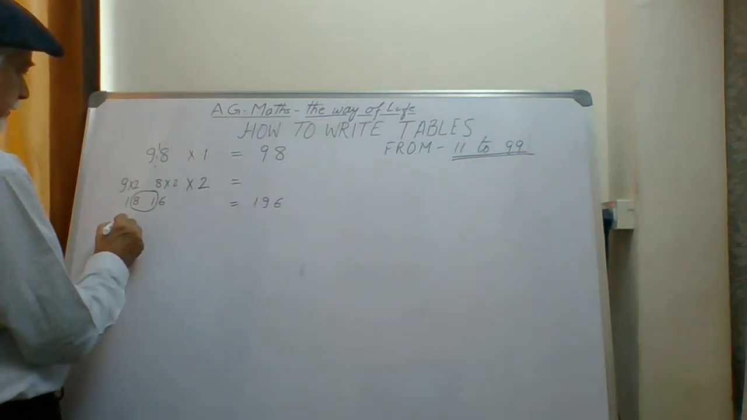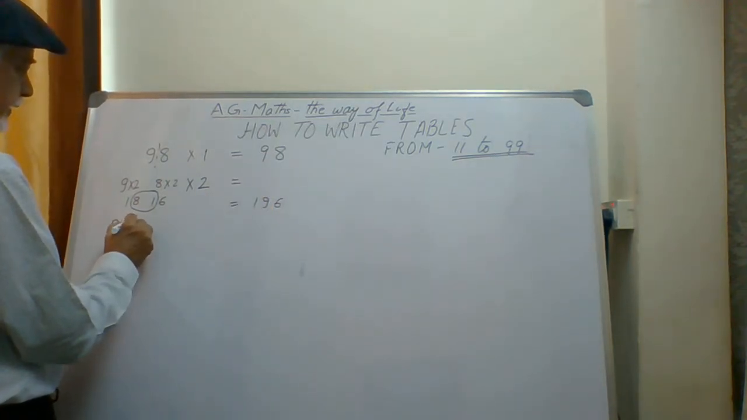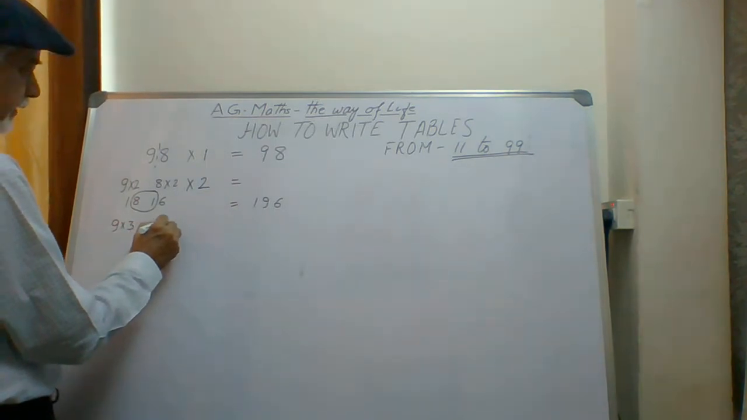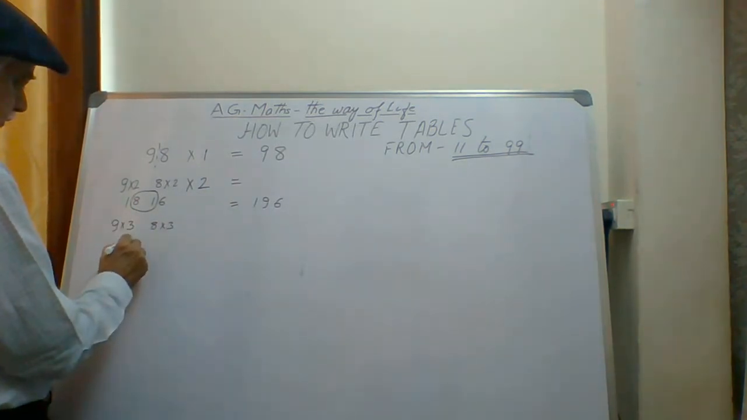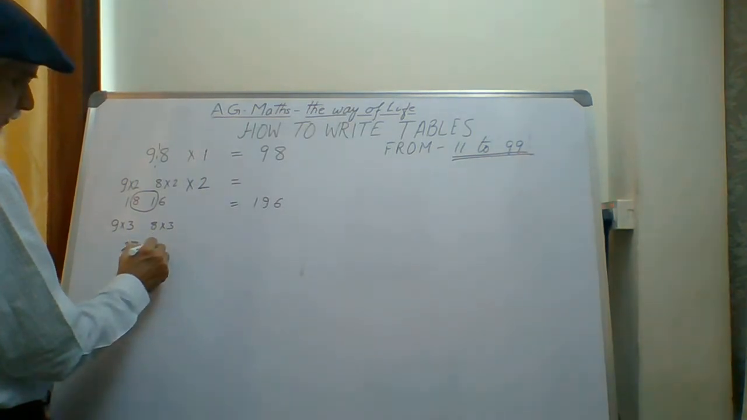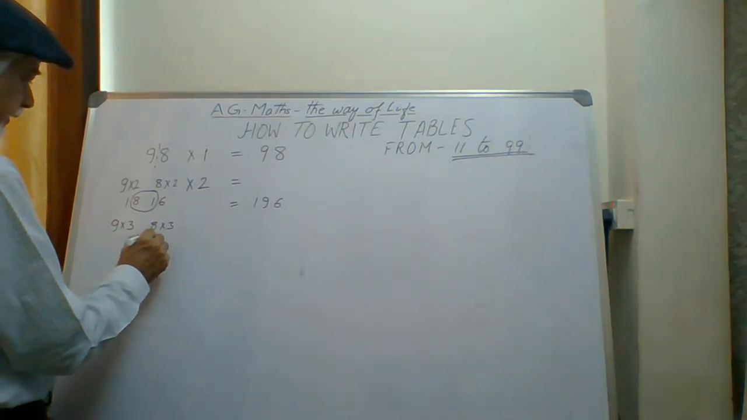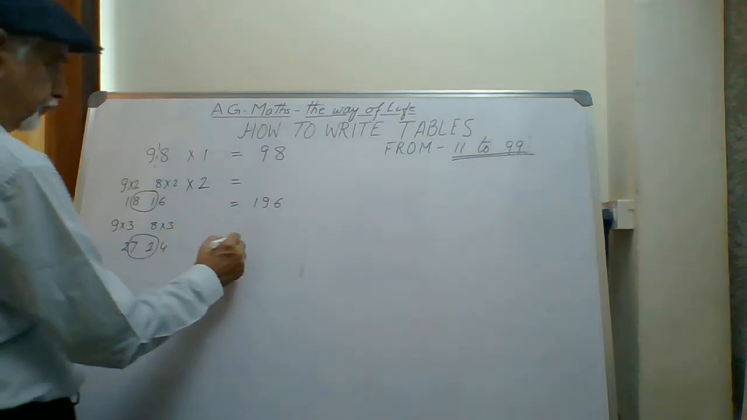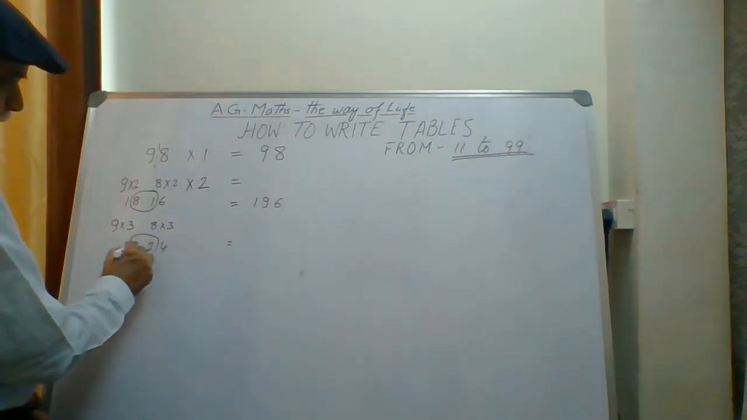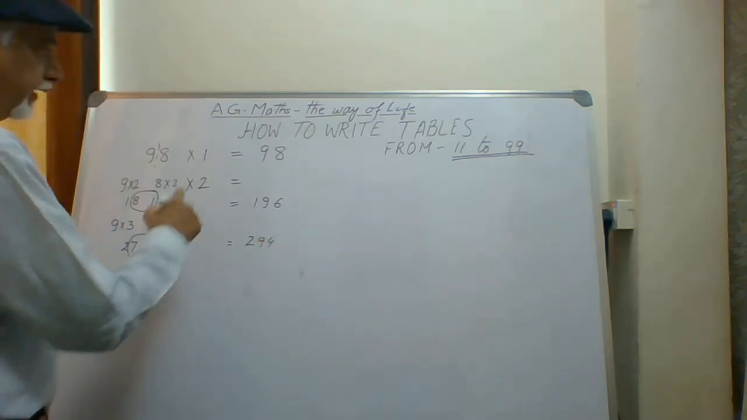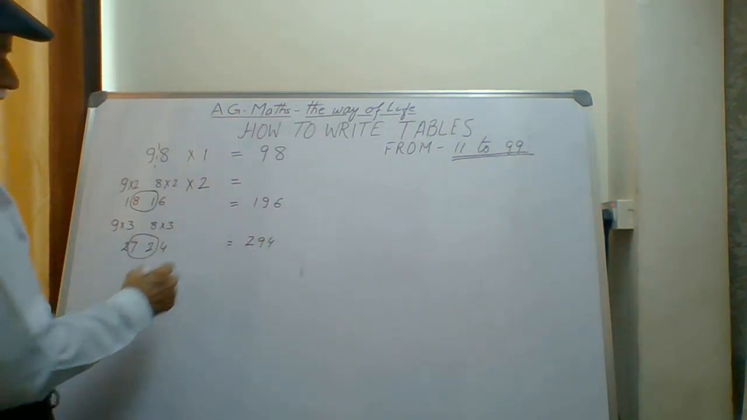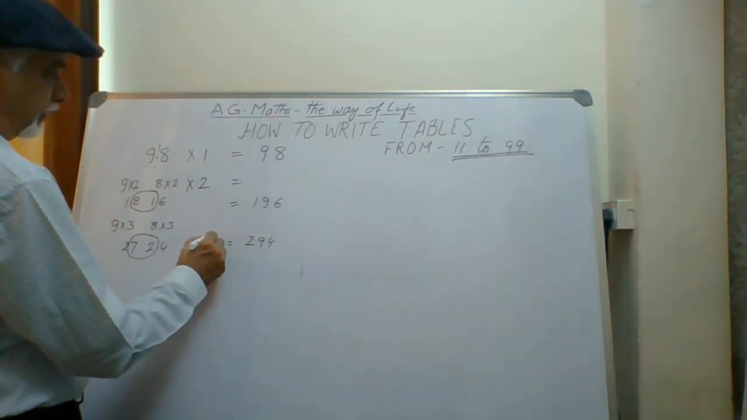Similarly, 3 times you have to multiply each digit by 3 and write the result 27 and 24. Then add up these two. What you get is 2, 9 and 4. So this is 98 3 times. 3 times of 98. Third multiple.